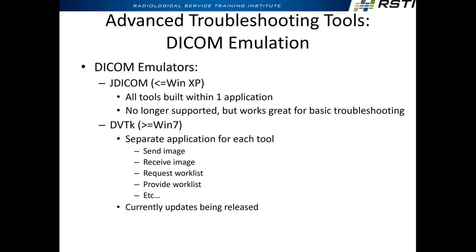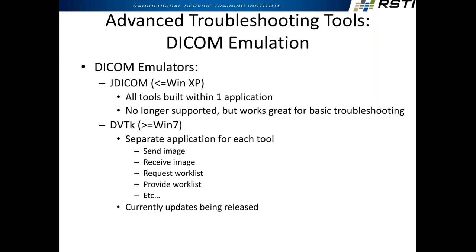It's 12. So there's two emulators that are pretty popular: JDICOM and DVTK. I recommend JDICOM. It's older and no longer supported, meaning you're not going to have structured reporting, dose reporting, or really crazy new modern 3D stuff in there. Most of the stuff for troubleshooting is just simple ping, C-Echo stuff. So this works really good. It hasn't been supported since XP, but that's what I was using right there on my Windows 10 system. So the bottom line is use JDICOM until it won't work anymore, and then switch to DVTK.